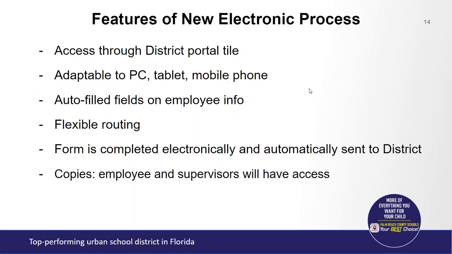Here are some features of the new electronic process. Everyone will have access through the district portal tile. The application will be adaptable to computers, tablets, and smartphones. You will not have to type employee information. The fields will be automatically filled. There will be some flexible routing to send this evaluation to reviewers. And because the form is being completed electronically, it will automatically be sent to the employee's personnel files held at the district offices in HR. And finally, when the evaluation is completed, the employee and the supervisors and the chain of command will have the ability to view, download, and print a copy.